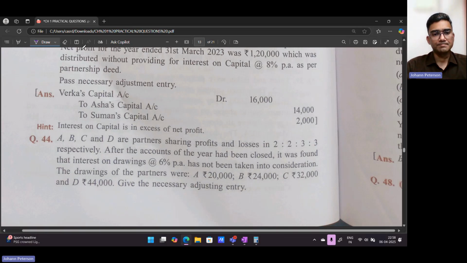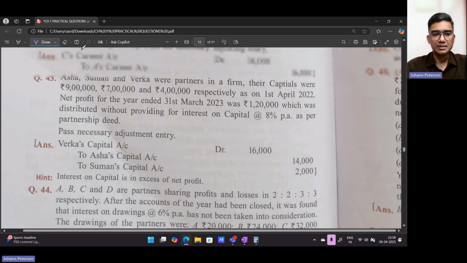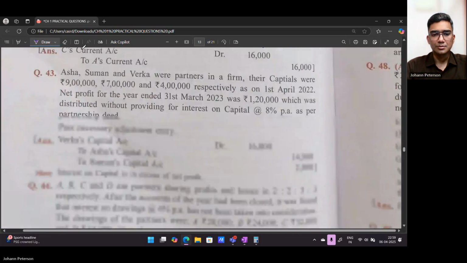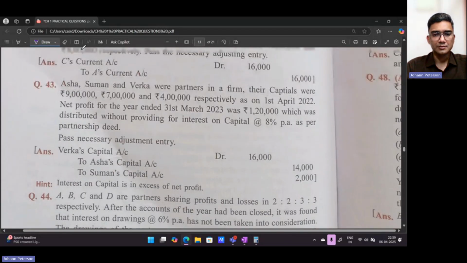Okay, so simple in the sense that you have the profit sharing ratio given. After the accounts were closed, you found that the interest on drawings at 6% per annum was not given. The drawings are told to you as 20,000, 24,000, 32,000, along with 44,000. We have to pass the necessary adjusting entry. So we just have to pass that entry.